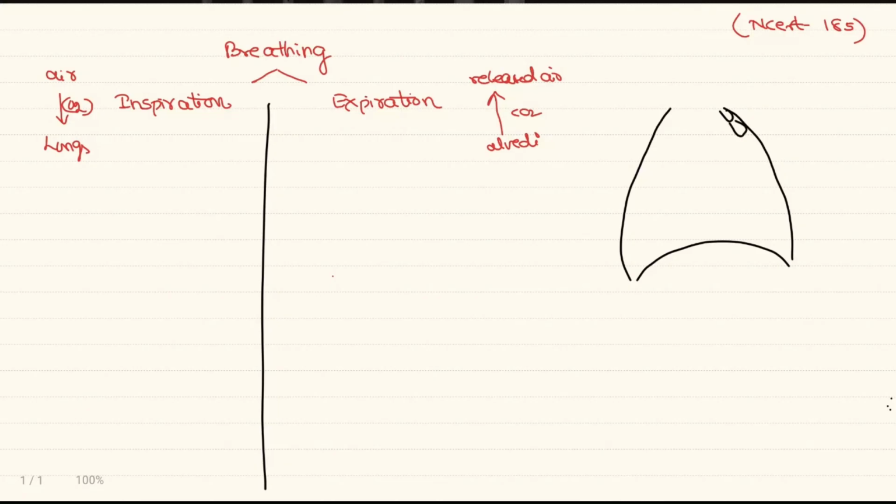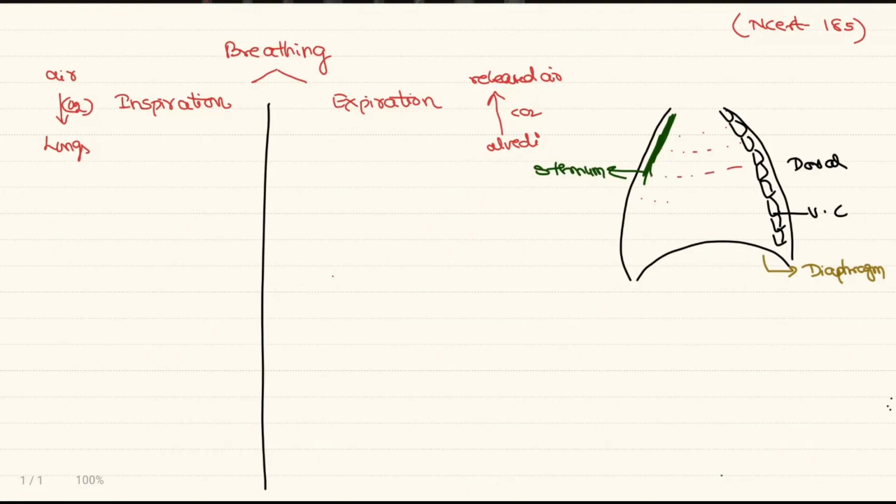So if we see the structure of the thoracic cavity, on the dorsal side, the thoracic cavity has the vertebral column. On the ventral side, the sternum is present. The diaphragm is present on the lower side. And there are surrounding ribs on both the lateral sides which form the thoracic cavity.